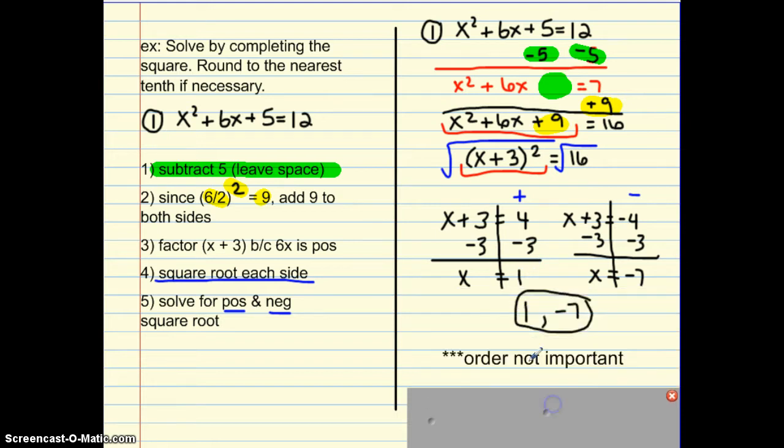And the order is not important. You could also go negative 7, excuse me, 1.